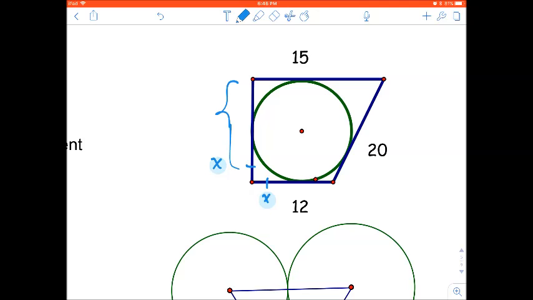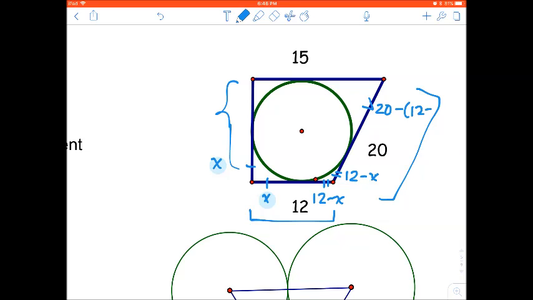And then here, if this whole segment is 12, then how would I get this tangent, for example? I would do 12 minus x. But then this tangent is going to be congruent to that length, which is 12 minus x. And then if this whole segment here is 20, then technically this part that I've just drawn the caret in is going to be 20 minus whatever the 12 minus x is.